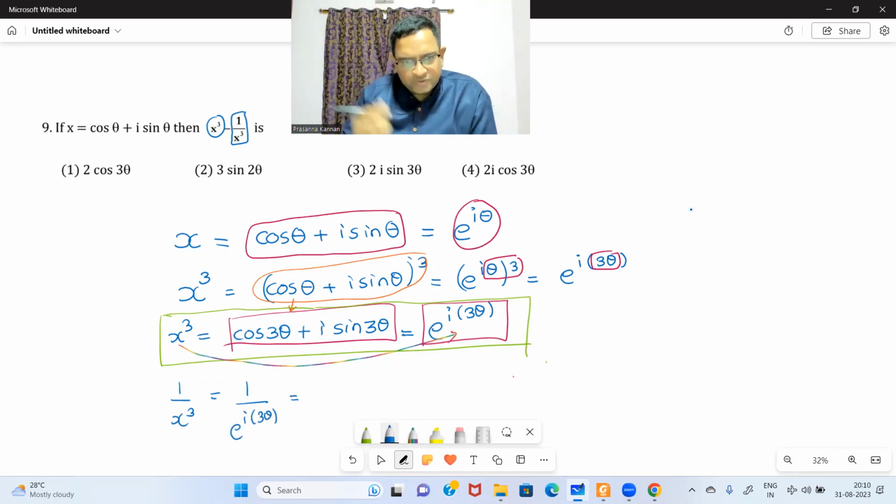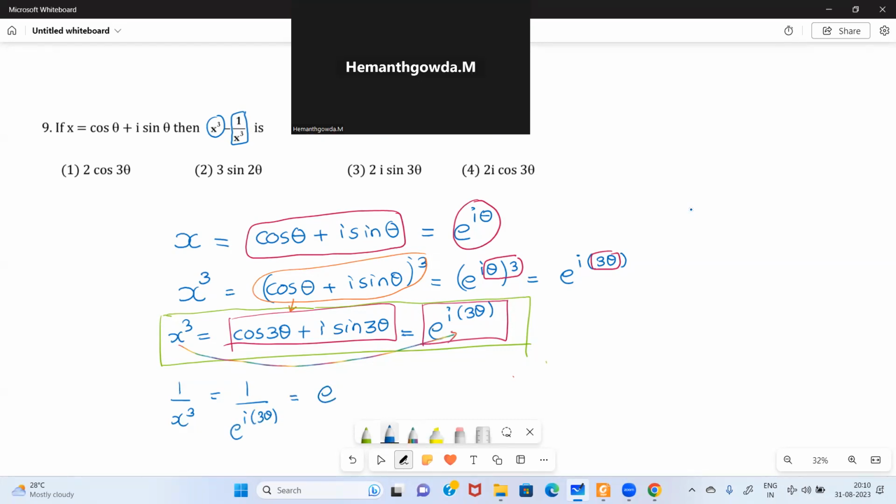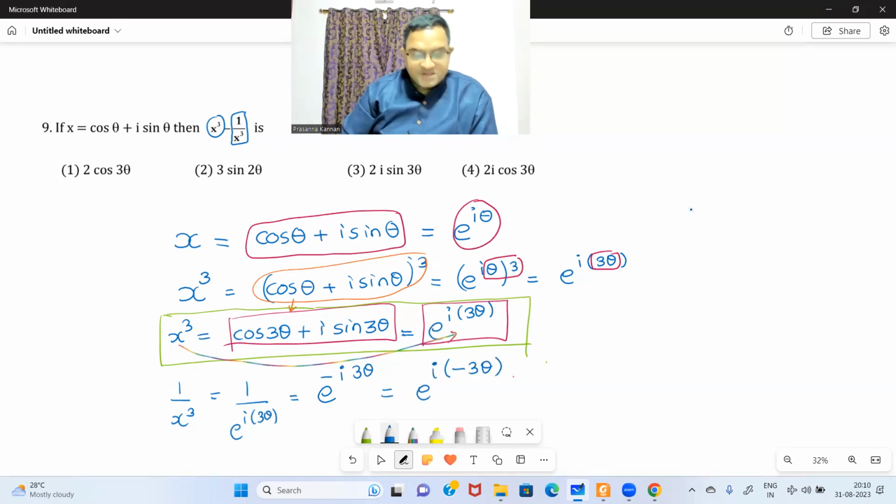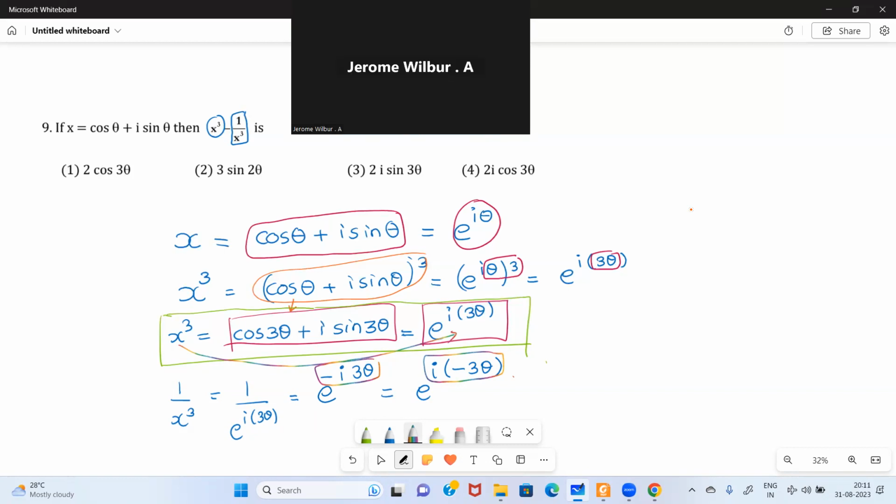Now when I bring it to the top, what will it be? e raised to minus 3 theta. Good, Hemant, good, Jerome. So now I keep i here, I take the minus in itself. Is it correct? That's all, no big deal. I'm writing it as i into minus 3 theta. Okay? Yes, sir.